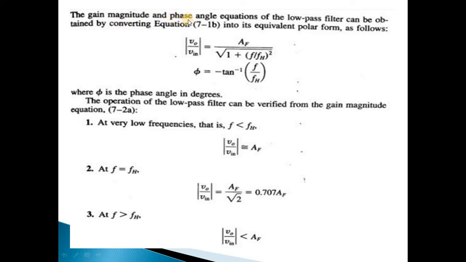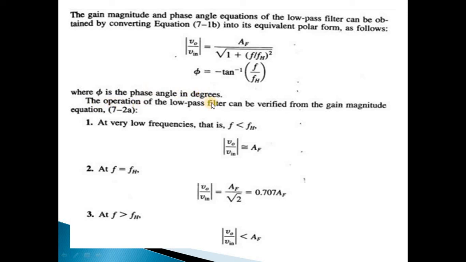The gain magnitude and phase angle equation of the low pass filter can be obtained by converting the given equation into its equivalent polar form as follows. The magnitude of Vout divided by Vin is equal to AF divided by under root 1 plus (f divided by fH) squared, and the angle phi is equal to minus tan inverse of f divided by fH, where phi is the phase angle in degrees.